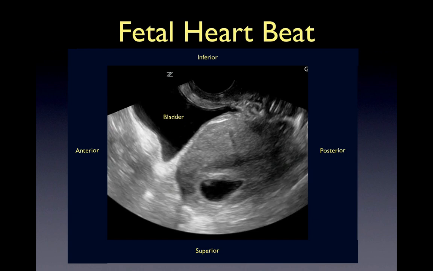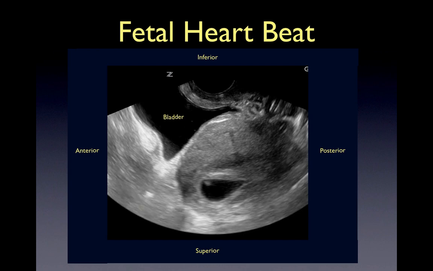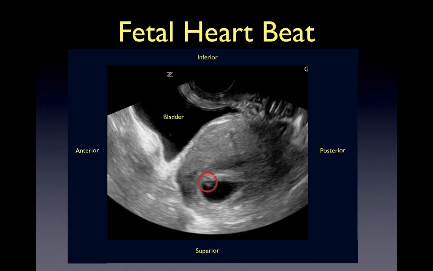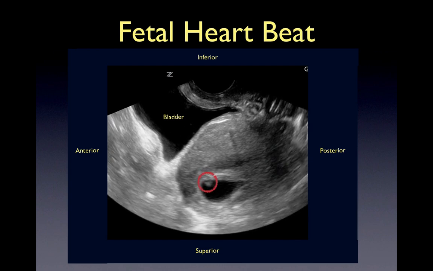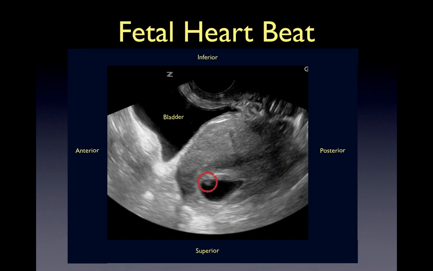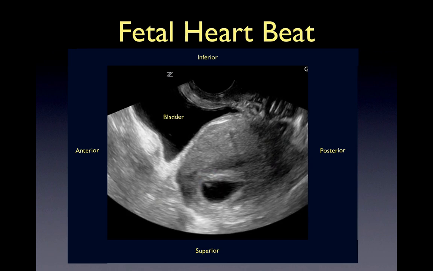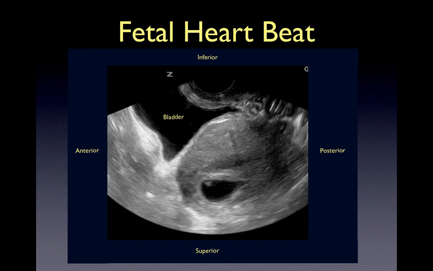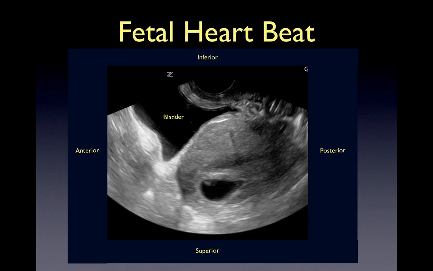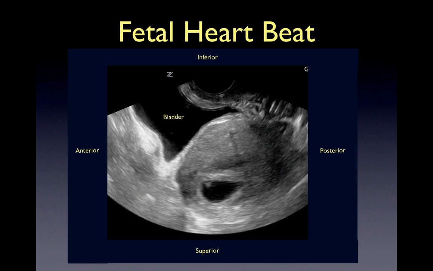By 6 to 7 weeks gestation, a fetal heartbeat should be visualized. It often appears as a flicker and should be measured via M mode once detected. A normal fetal heart rate is typically 110 to 180 beats per minute, with a slower rate observed at 6 weeks and a faster rate observed around 10 weeks.